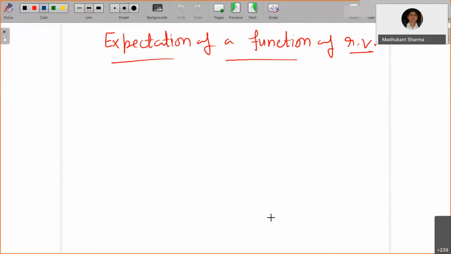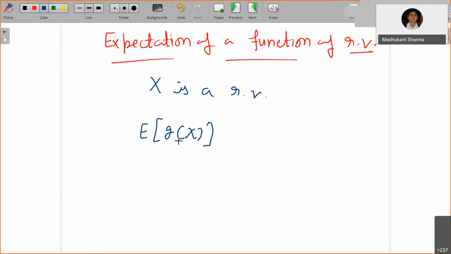So we were talking previously about how you will be able to get the expectation of x square, x cube, and so on. So, function of a random variable. X is a random variable, and I'm interested in the expectation of some function of the random variable. So let's say g is another function, which may be x square, maybe x cube, maybe square root of x, maybe x to the power 2 by 3, and so on. So some function of x is there.